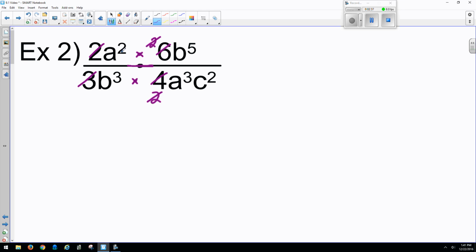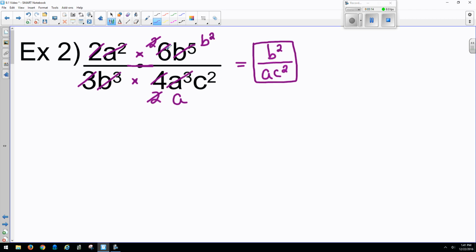Then I'm going to look for a's in the numerator and denominator. I see a squared here. I'm going to divide out both of those a's along with 2 of these a's, and I'm left with an a. With the b's, I have 3 right here. I'm going to take 3 away from here. I have b squared, and then I'm just going to multiply everything that's left over in the numerator. So what I have left in the numerator is b squared, and in the denominator I have a times c squared. And there's nothing else I can reduce there.